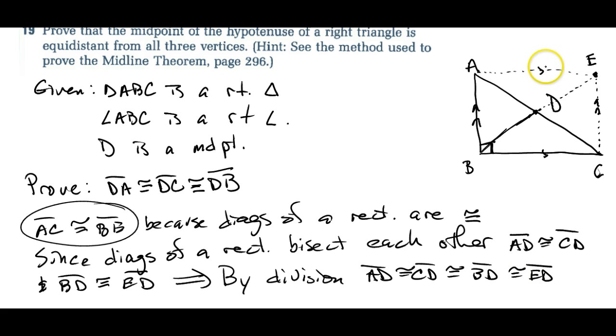Okay, so draw on the parallel sides, make it a rectangle because it's a parallelogram with one right angle. You know the diagonals of a rectangle are congruent. You know the diagonals of a parallelogram, and a rectangle's a parallelogram, bisect each other, so all the little pieces have to be congruent by the division property. So there you have it.